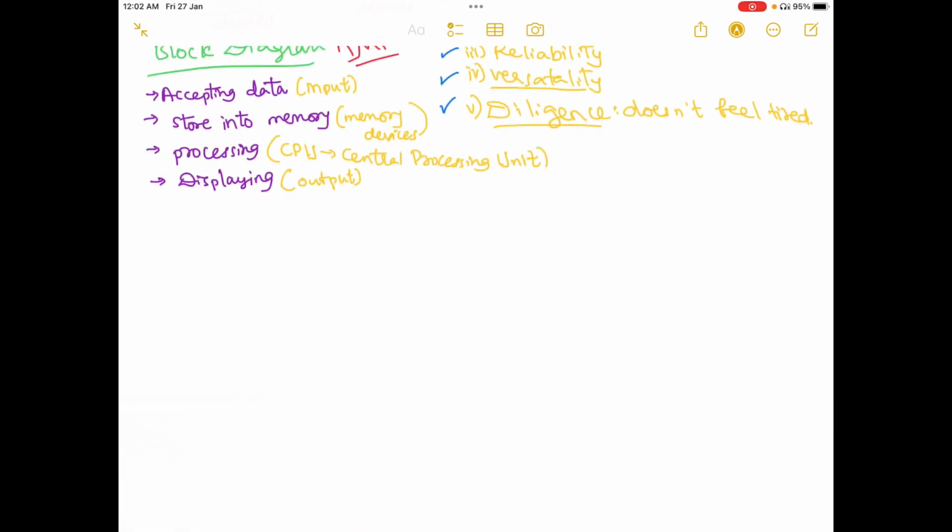So firstly, we are saying accepting data. It means we will be having input devices.